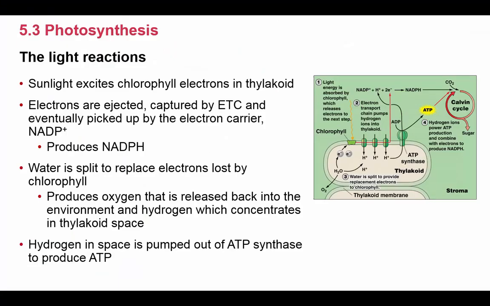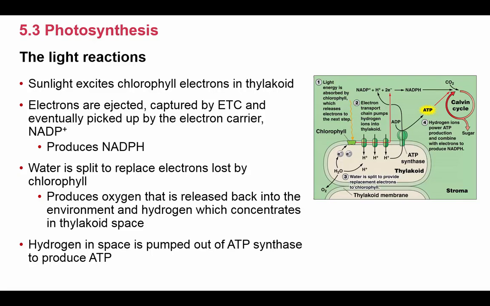Okay, now let's look at the first part of photosynthesis, which is the light reaction. And four important things happen here. First of all, the sunlight gets absorbed by the chlorophyll that's in the thylakoid membrane, and it excites those electrons. They get excited and they get kicked out. And they get captured by the electron transport chain, which is the same thing that it was in cellular respiration.